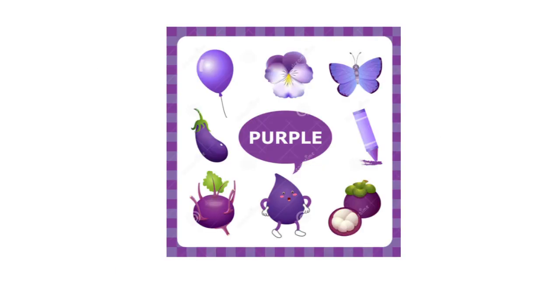Now, let's look at the color that we have. What's this color? This is color purple. Everybody repeat after me. Purple. Purple. Now, let's take a look at the things or the objects that have the purple color.